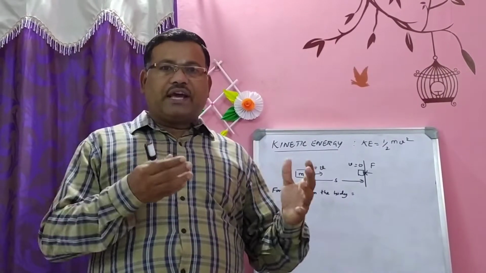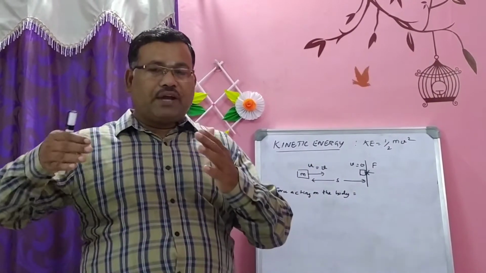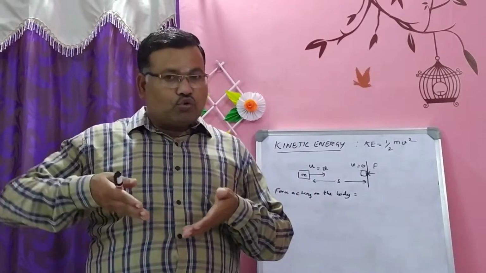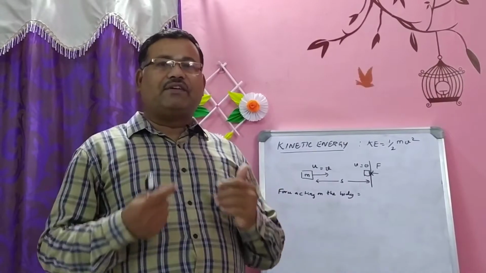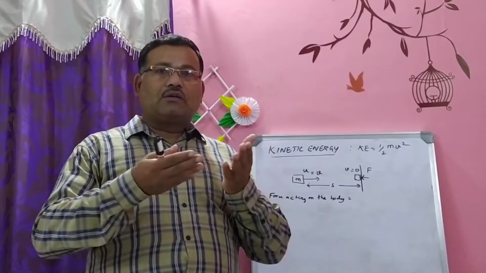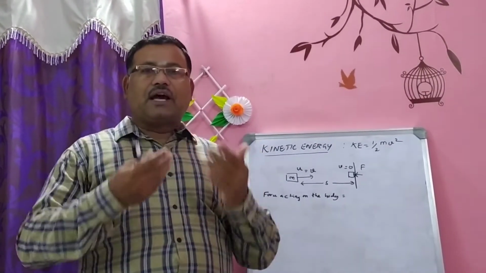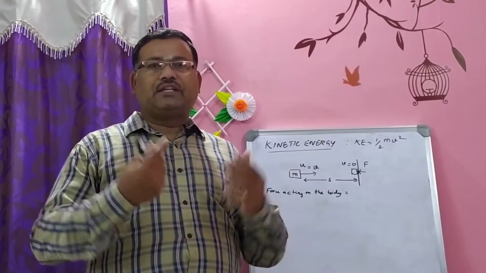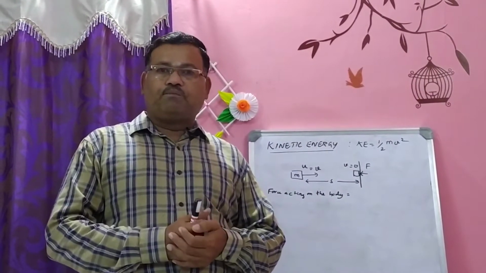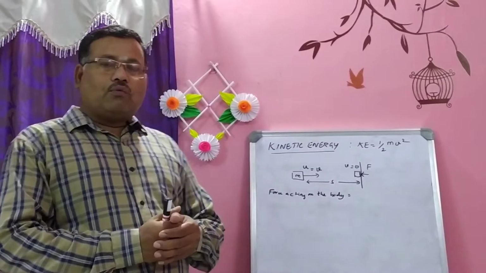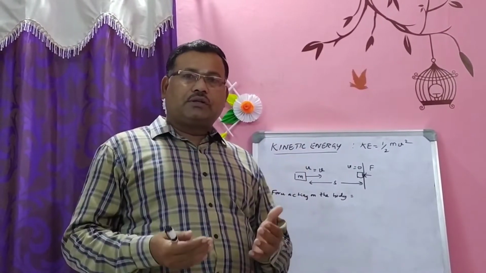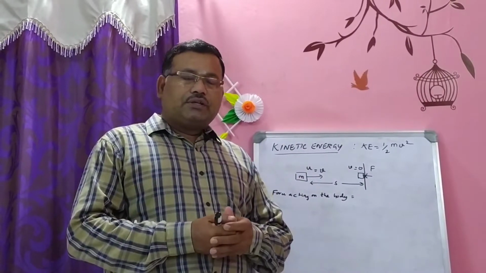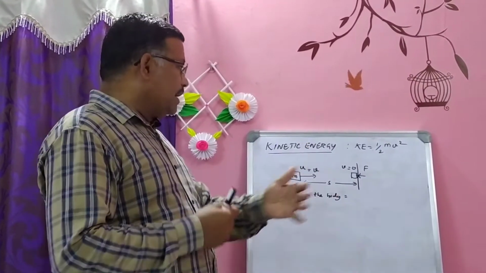Suppose a moving body has kinetic energy. For example, a moving air has kinetic energy, a moving train has kinetic energy, any moving automobile or vehicle has kinetic energy, and water running in the river has kinetic energy. So many examples we can say. So what is kinetic energy? Energy possessed by the body due to its motion is called kinetic energy. So how to derive the expression?